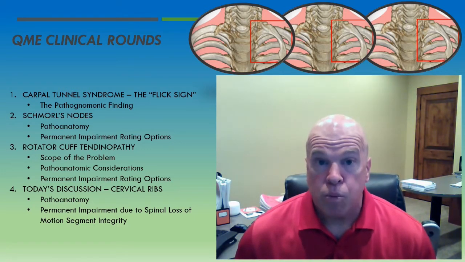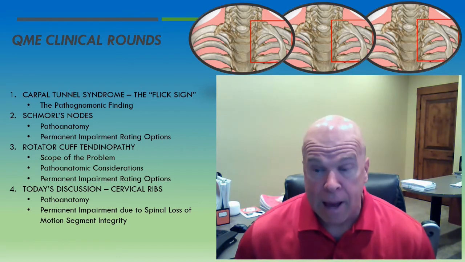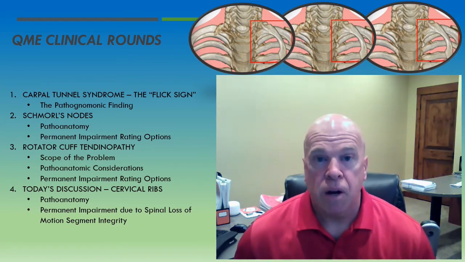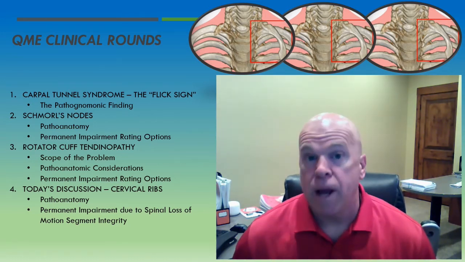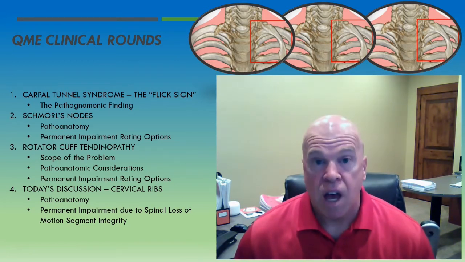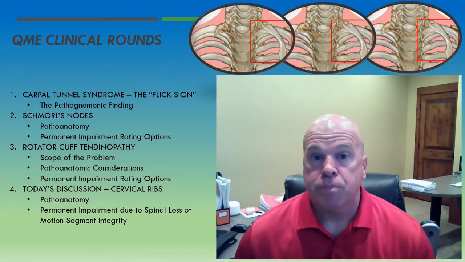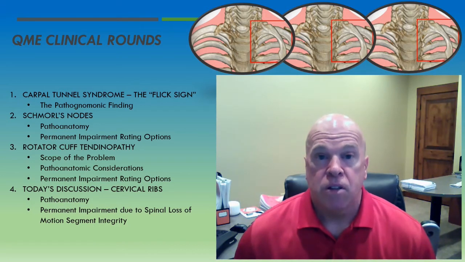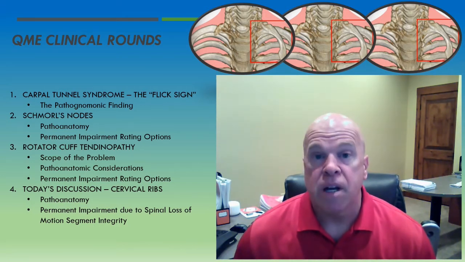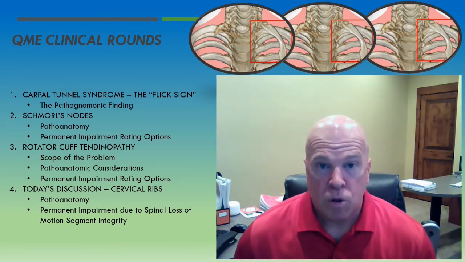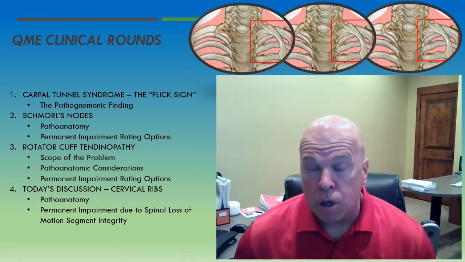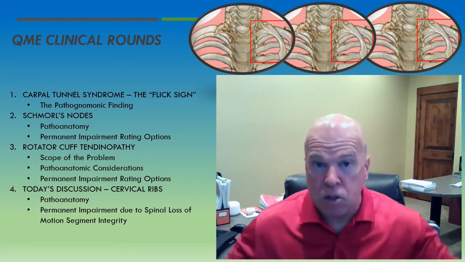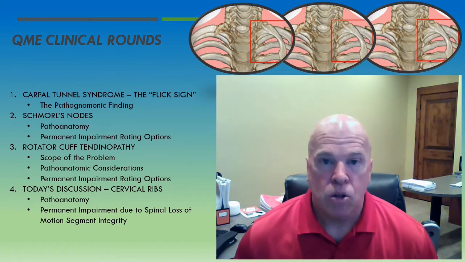Well, how could the presence of cervical ribs impact motion segment integrity of the lower cervical vertebrae of C6, of C7, and even of T1? It's possible that this additional fixated segment down at the C7 vertebral segment could alter what the AMA guides describe as normal intersegmental motion.